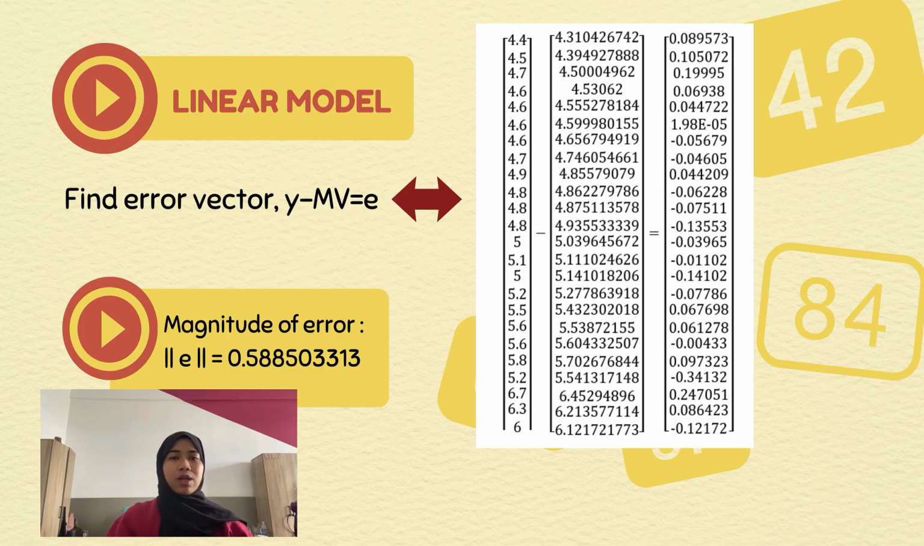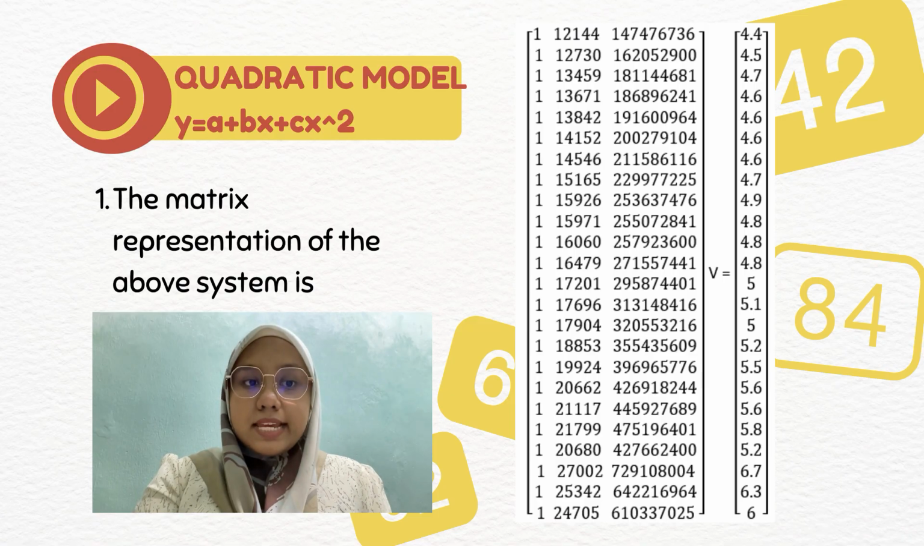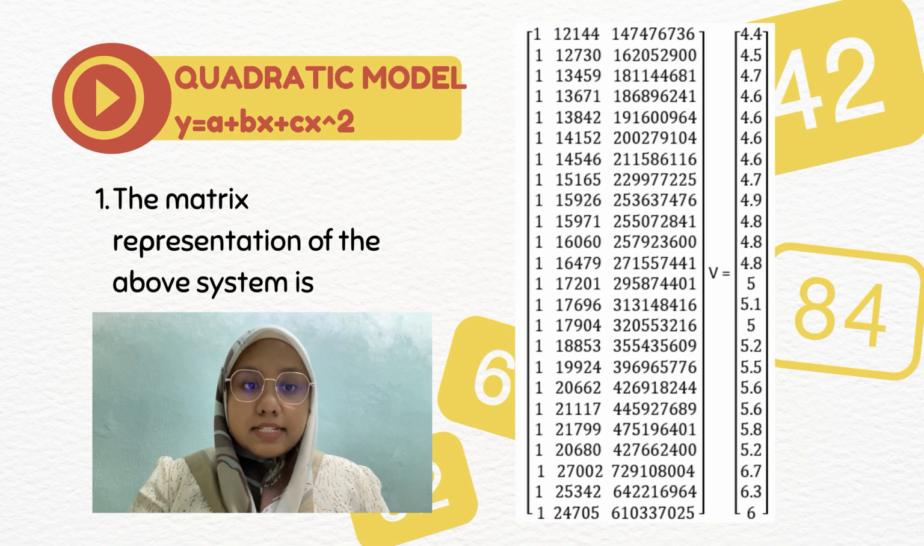So, for the magnitude of error, at the bottom of the slide, you can see the magnitude of the error vector, which is 0.588503312. We extend the model by introducing a quadratic term. In this case, the relationship between the number of deaths, x, and the crude death rate, which is y, is modeled using y equals a plus bx plus cx squared.